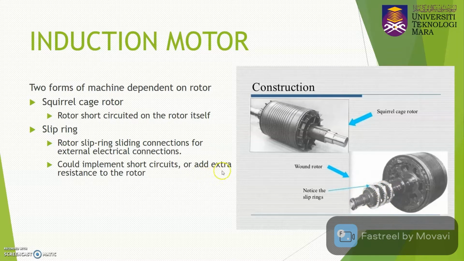The purpose of adding extra resistance to the rotor through the slip rings is basically for speed control of the induction motor. By comparing the squirrel cage rotor and the wound rotor type, it is obvious that the squirrel cage induction machine is simpler, more economical, and more rugged than the wound rotor induction machine. That's why in many applications people tend to use the squirrel cage rotor compared to the wound rotor type.